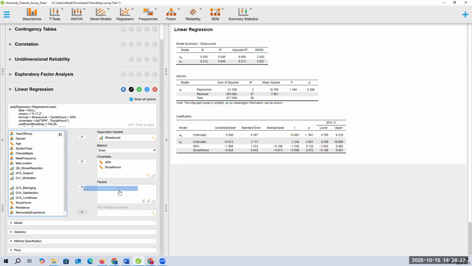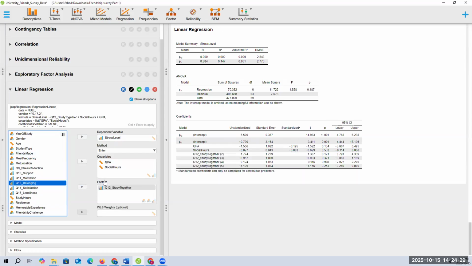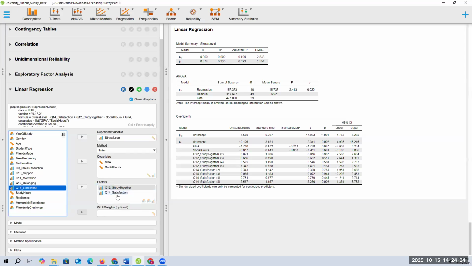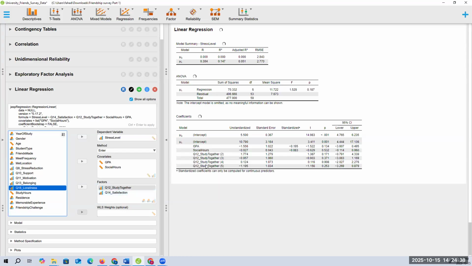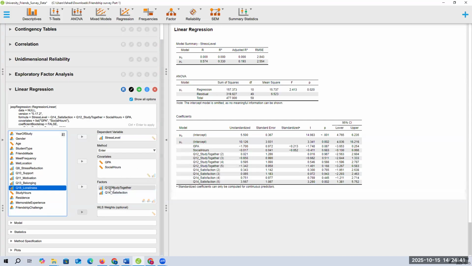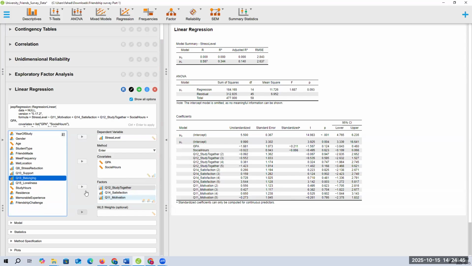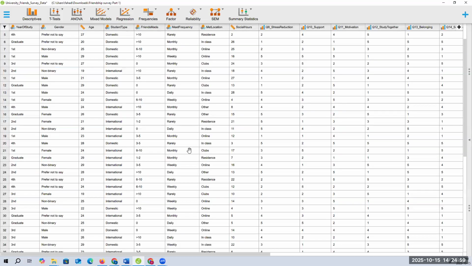You could also put factors in here. Oh, this is interesting. When I add in study together and satisfaction as the factors, it does affect the p-value, but one has to have an understanding of what these covariates and factors mean, and an understanding of these statistical analyses.